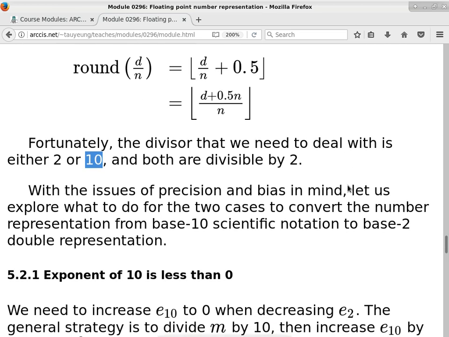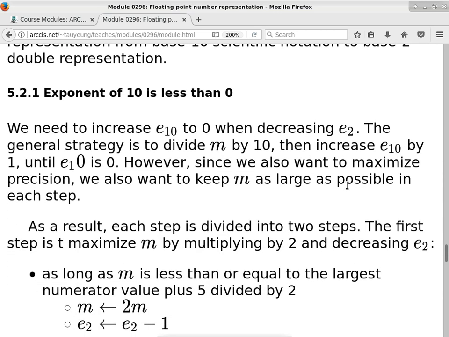All right, so now we're going to move on to the actual logic of what if exp10 is less than 0 to begin with. Then what we want to do is to gradually increase it to 0. Then we have what we want, right? So how do you do that? How do you increase E10 by 1? In order to increase E10 by 1, you have to divide m by 10 because we want to represent the same value.